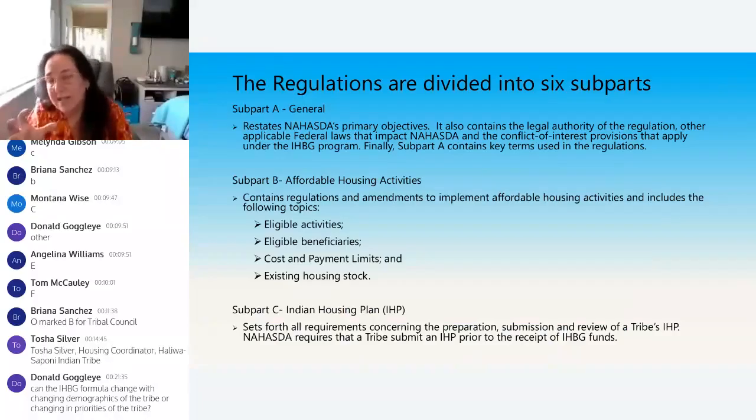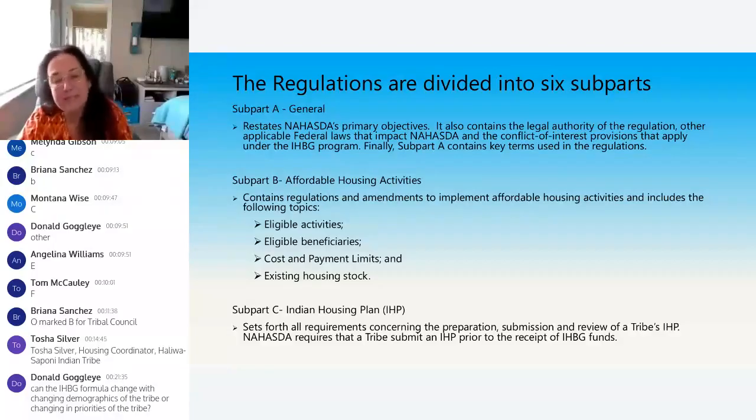So the regulations, again, are divided into subparts. A talks about NAHASDA, its primary objectives. It contains the legal authority of the regulation, some of those other federal laws, conflict of interest provisions that apply under a block grant, and key items used within the regulations. B talks about what we can do. Our eligible activities, who our eligible beneficiaries are. Okay, can I service somebody that's not low income? Cost and payment limits, your existing housing stock.